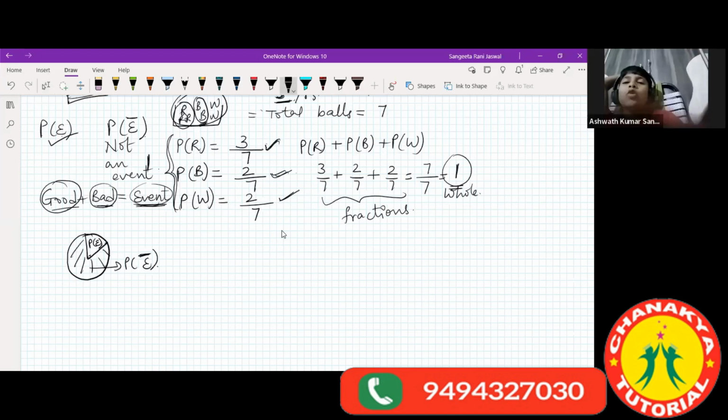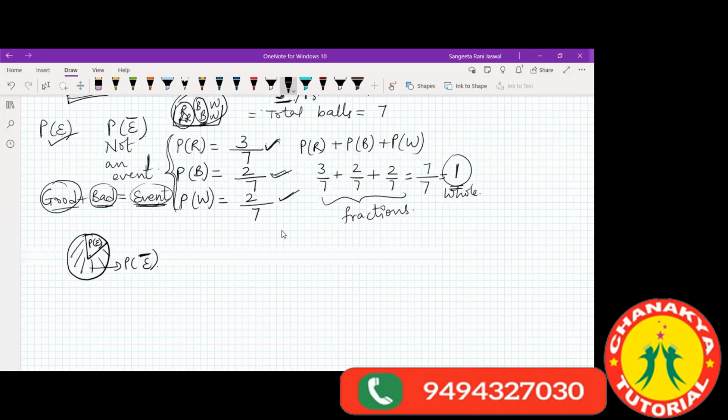This is called the complement of an event. What do you call it? Complement of an event. Complement means the opposite of an event. If some event is happening, the one which is not happening is the complement.